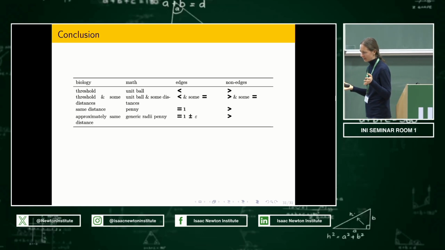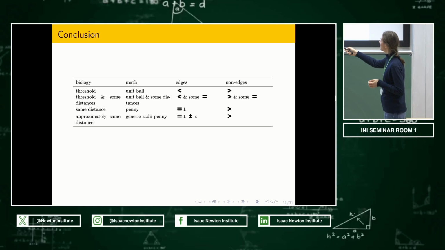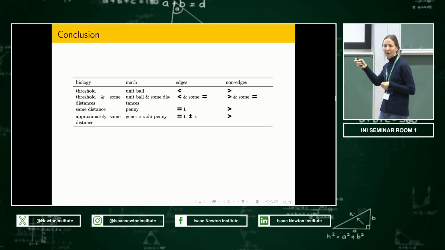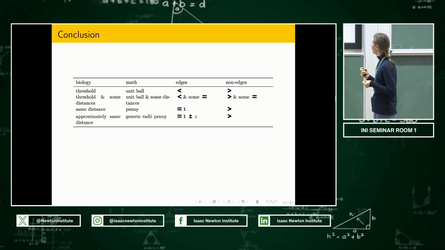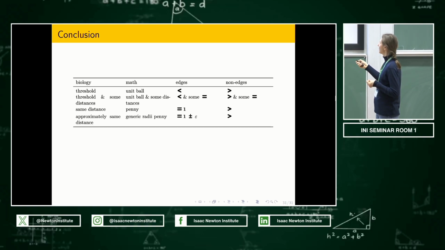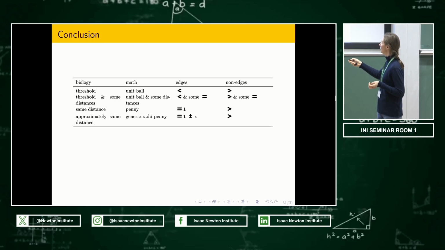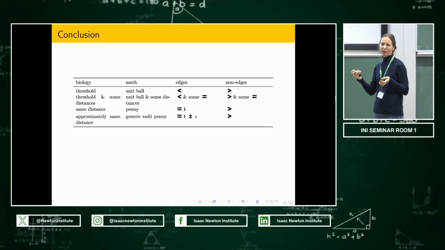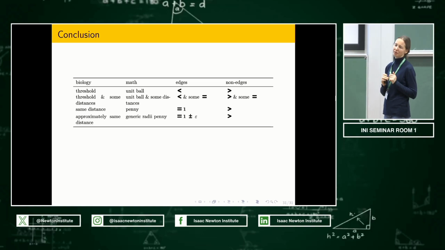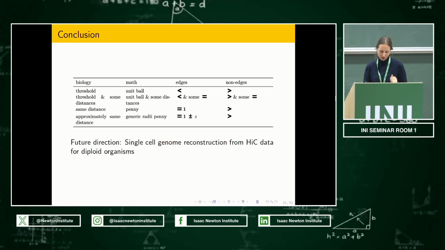Maybe this model is the simplest and makes the most sense, but there are problems with unique reconstruction. In these more restrictive models, we get better theoretical results, but the information in the second case might not be available. And in the penny graph model, is it realistic to assume that all the edges have the same length? So it has its own problems.